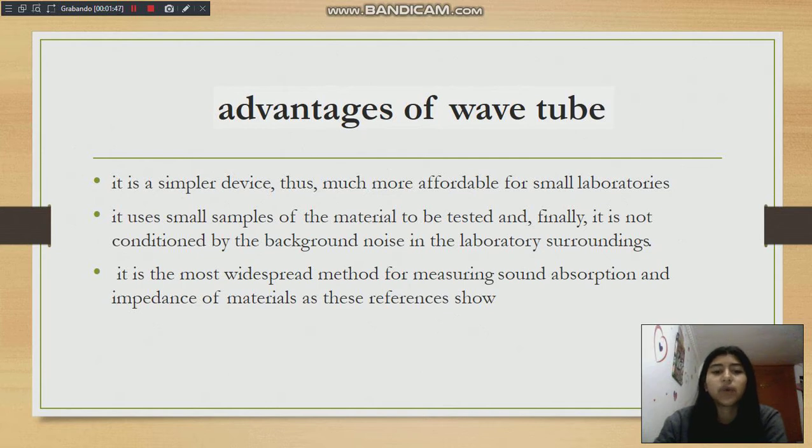Advantages of the impedance tube: it is a simpler device, thus much more affordable for small laboratories. It uses small samples of the materials to be tested, and finally it's not conditioned by the background noise in the laboratory surroundings. It is the most widespread method for measuring sound absorption and impedance of materials, as the reference shows.